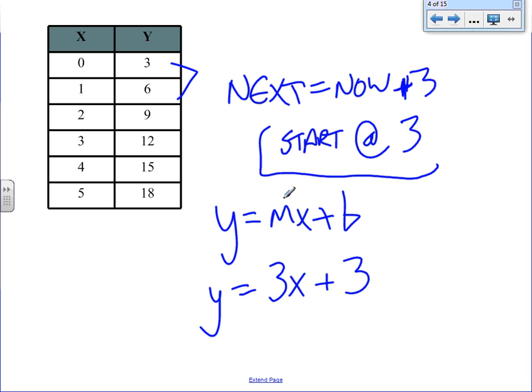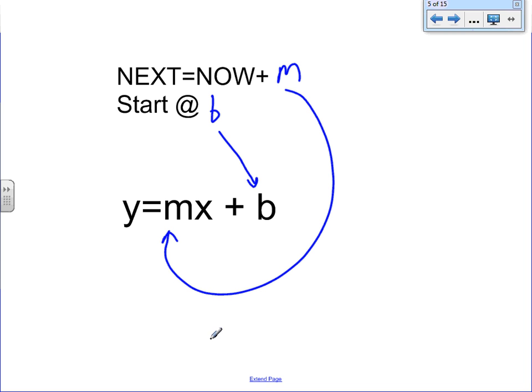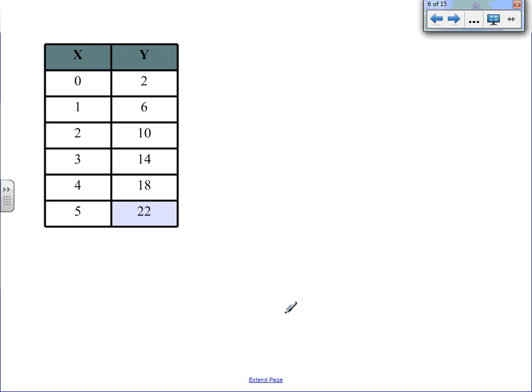So we start with the table, we get our next now equation, we write, we roll. Okay? So generally speaking, our next now equation is going to look like next equals now plus m, which is my slope, and then starts at b, my intercept. So if we can get a next now equation, whatever number's on the adding part, that's what's going to turn into my slope. Whatever number's the start at, that's what's going to turn into my intercept. Nice one. Okay, so y equals mx plus b. This is a kind of important piece to carry along with us until we don't need it anymore. Maybe never.